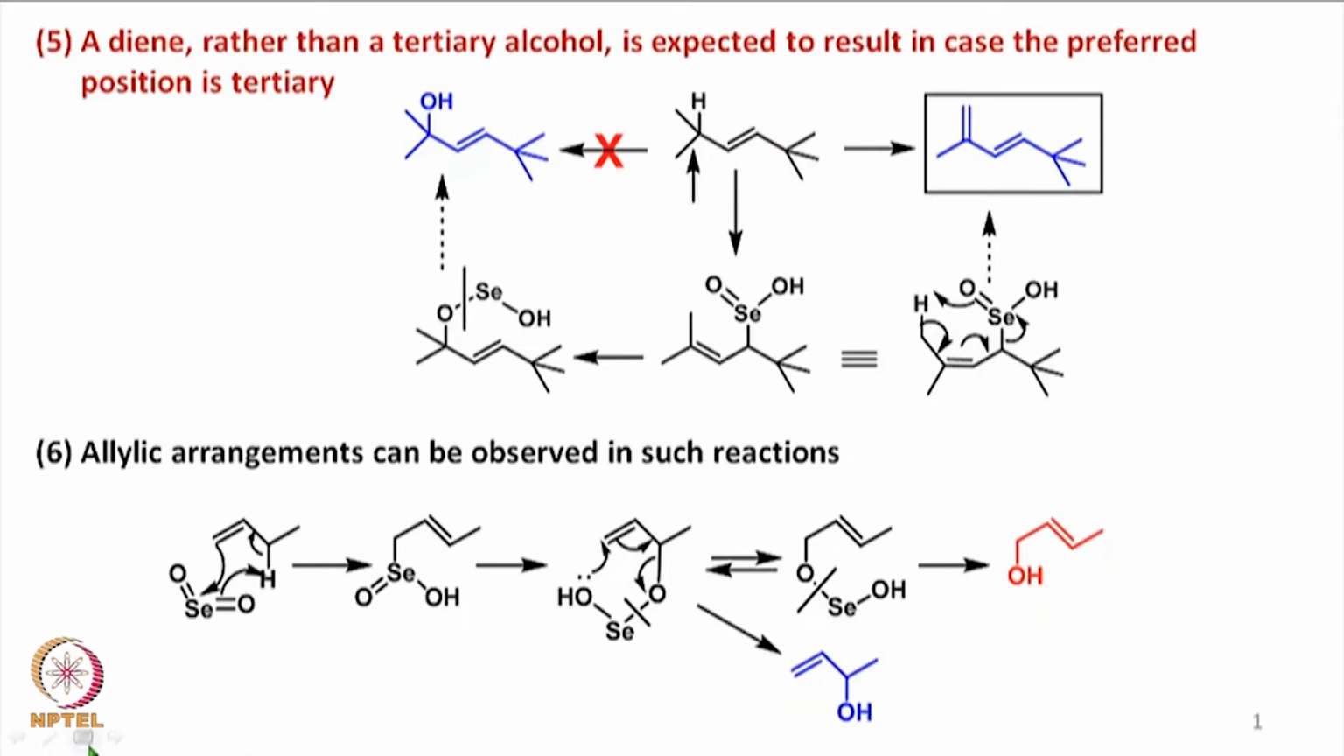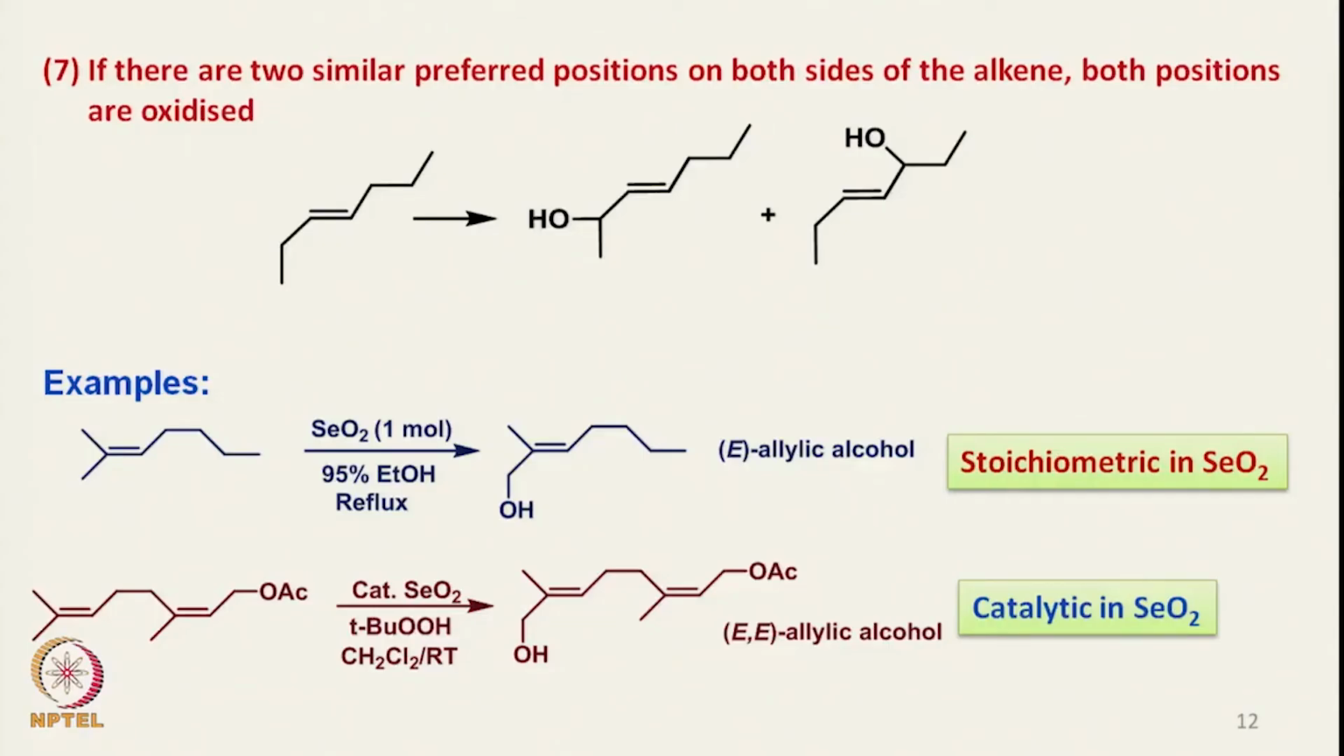Now, if there are two similar preferred positions on both sides of the alkene, such as here and here, so we can get oxidation here as well as here. So, a mixture is formed. One can avoid this if one wants to have only one of them, then of course you have to make sure that your substrate does not contain two similar positions which are preferred.